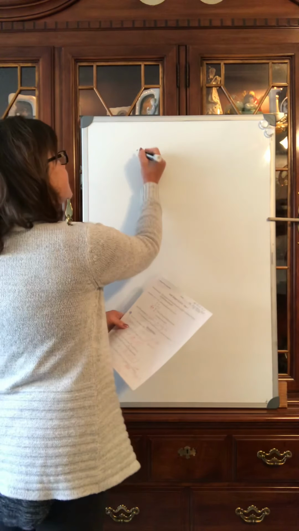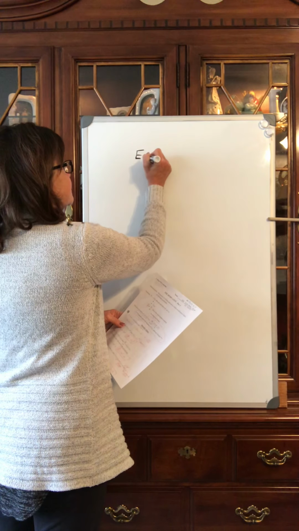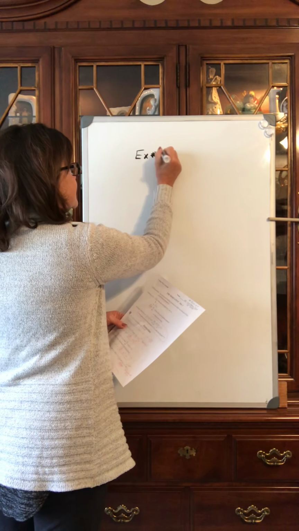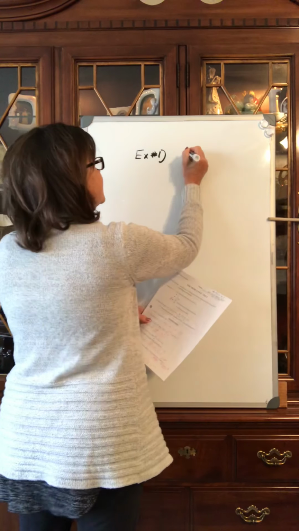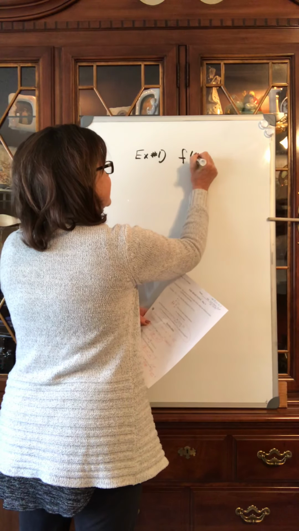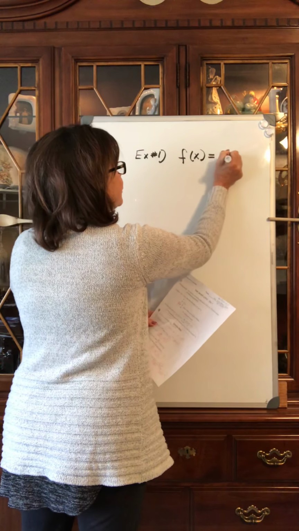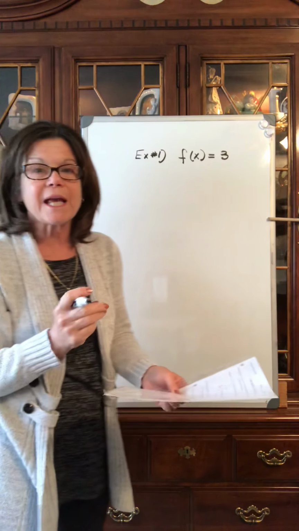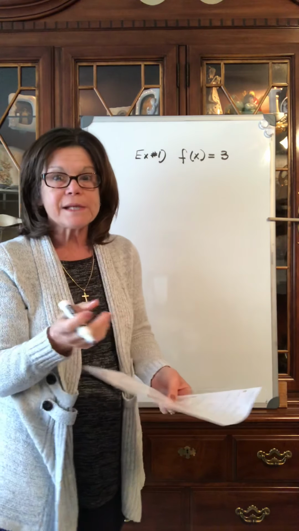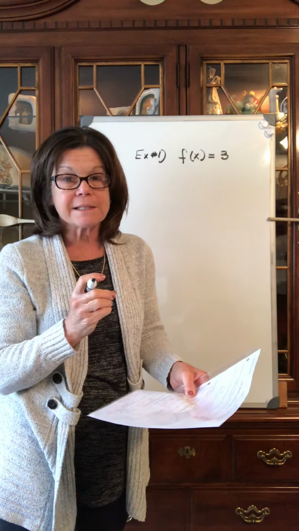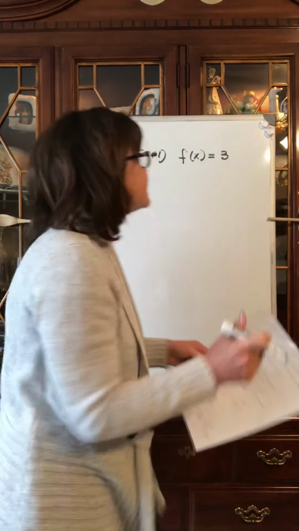So, for example number one, the function is f of x equals 3, and we're going to find the first derivative. This just verifies or proves that the derivative of a constant is 0, which, by the way, be careful, because we just finished limits. The limit of a constant is the constant itself, but the derivative of a constant is 0.